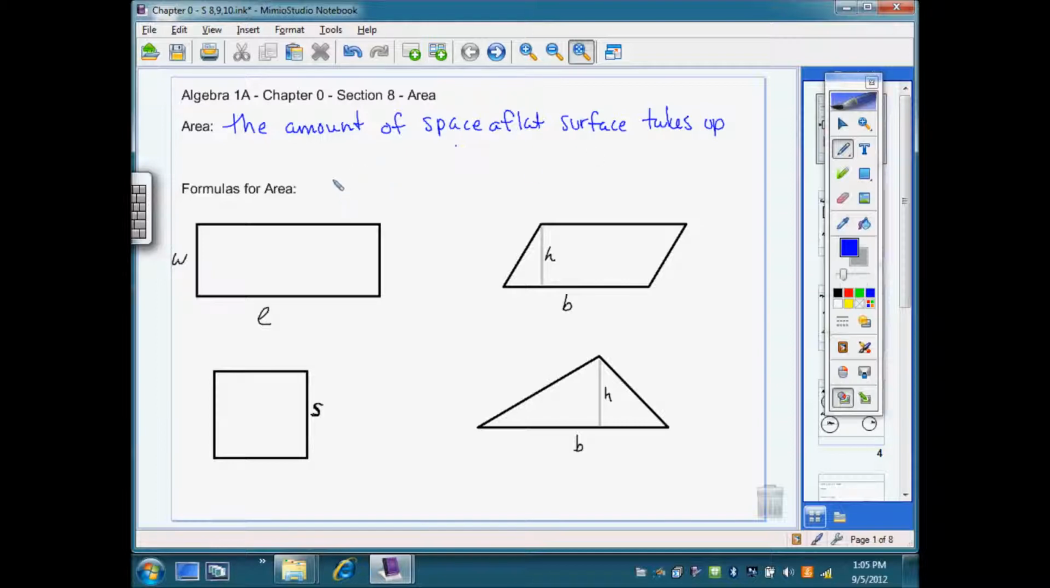Okay, so area is the amount of space a flat surface takes up. The units are squared, and that's because it's literally how many little squares take up that whole space. So for the units, like if it was centimeters, it'd be centimeters squared, inches squared, square feet, etc.